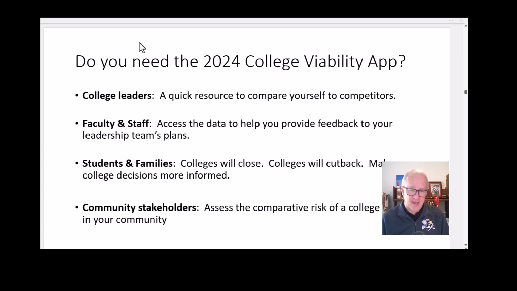And for students and families, I make the argument, and this may be the most important thing I talk about in the webinar, that you've already filled out the FAFSA, and I know there's delays in getting the data out to colleges now. But the FAFSA, of course, is where colleges look at your financial data, your financial health. The College Viability App is effectively a reverse FAFSA. It's where students and families, even faculty and staff, can look at the financial health, viability, outcomes, and enrollment trends of colleges they are considering. It evens the playing field, especially for students and their families.